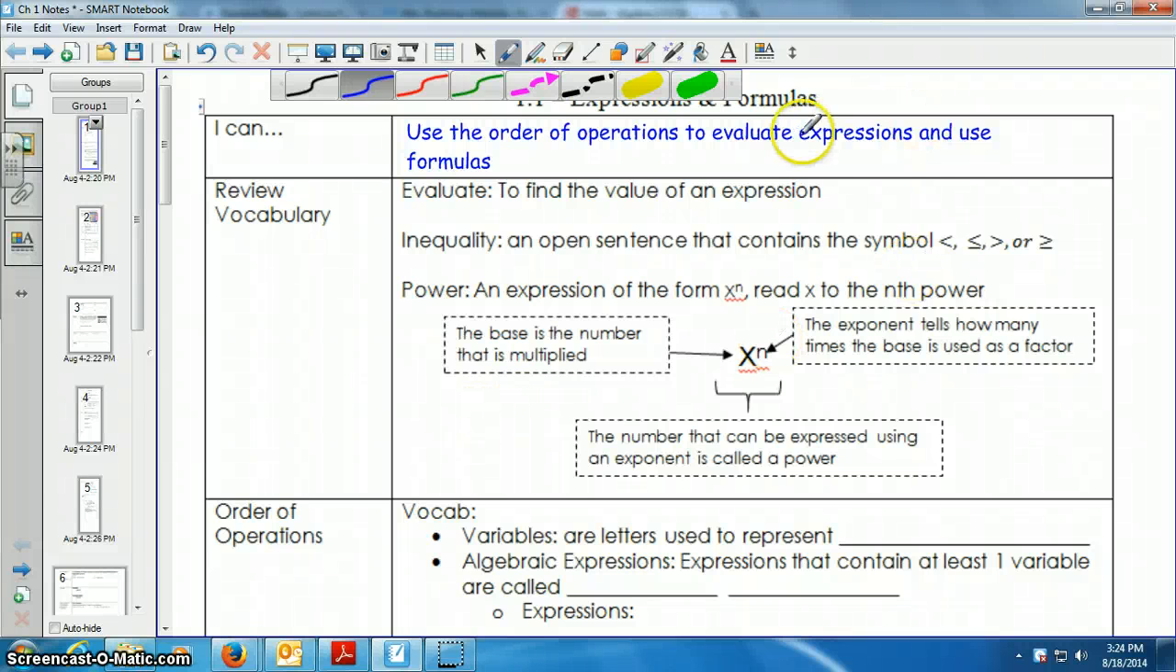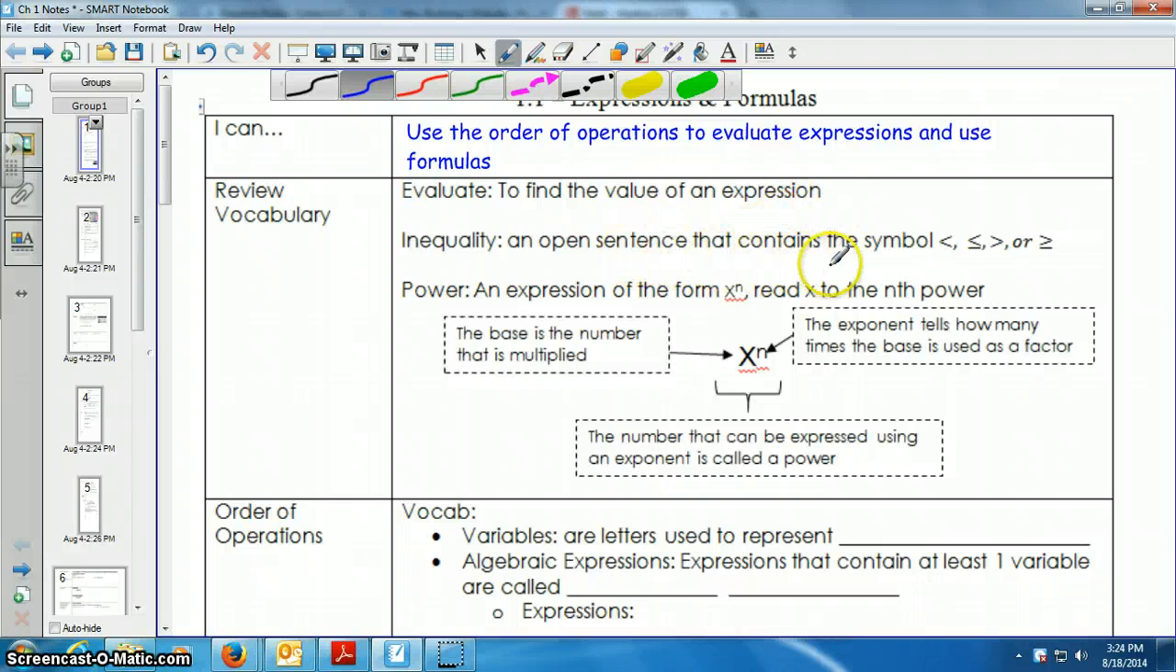Right, this is lesson 1.1, expressions and formulas. Today we're going to use order of operations to evaluate expressions and also use some formulas. So just a review of some vocabulary. Evaluate means to find the value of an expression.